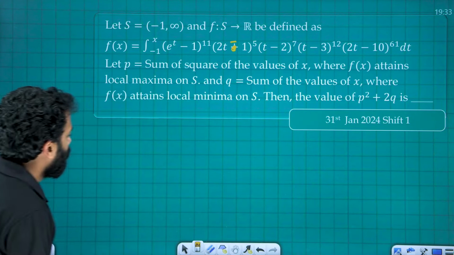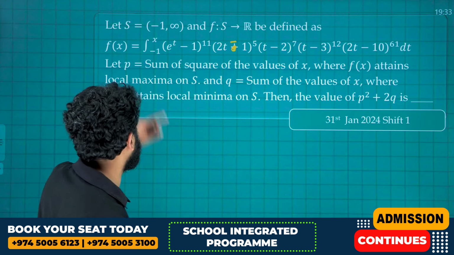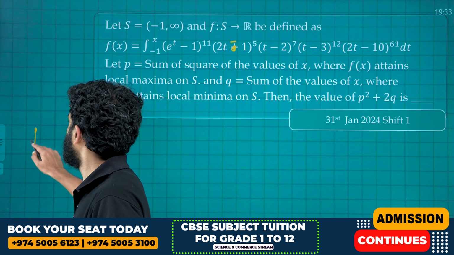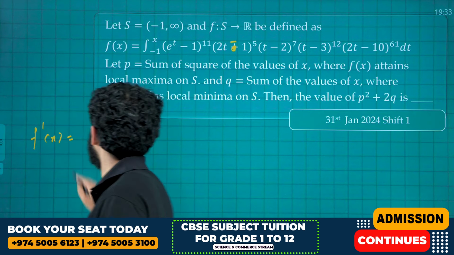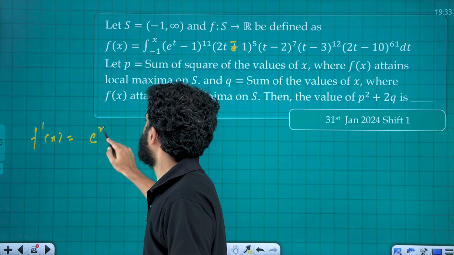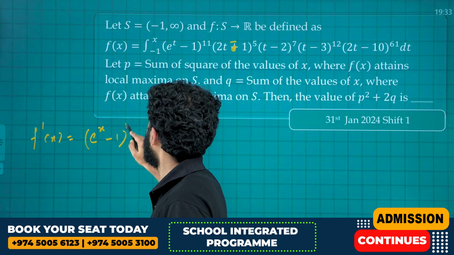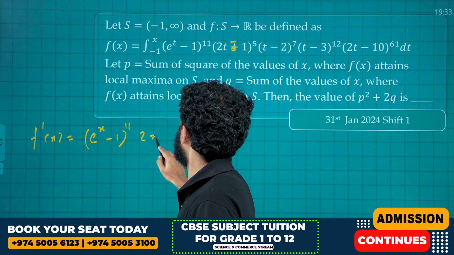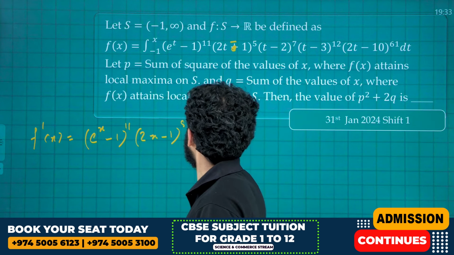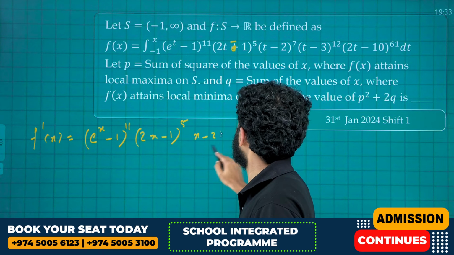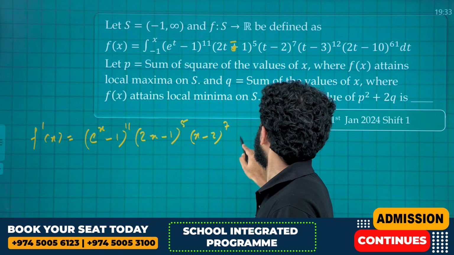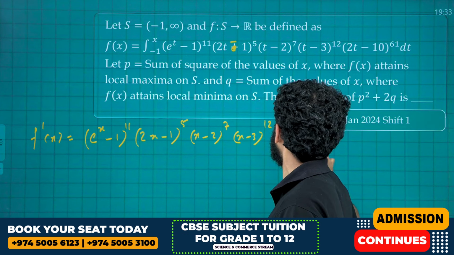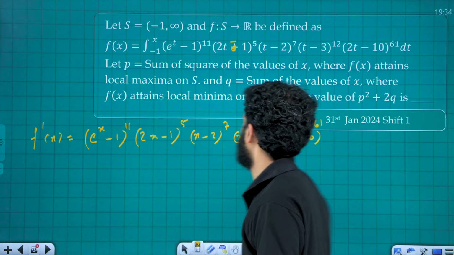It's easy actually. What you want to do is differentiate this. We need to go through the first derivative test. Therefore, f'(x) will be (e^x - 1)^11 (2x - 1)^5 (x - 2)^7 (x - 3)^12 (2x - 10)^61, like this.